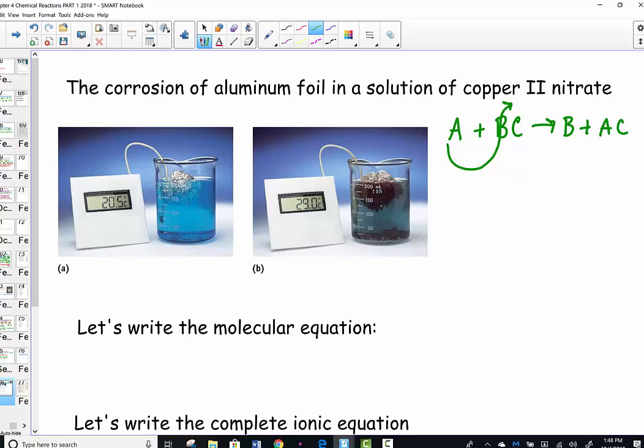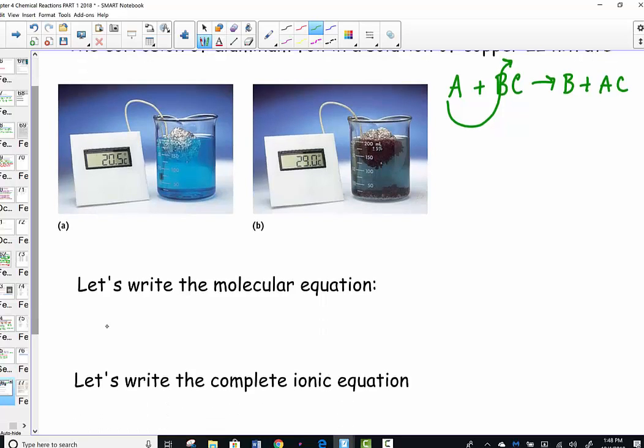This is a piece of aluminum foil in a solution of copper 2 nitrate. The copper 2 nitrate, copper when it's in solution is that royal blue color. The element is aluminum. Notice that it's solid. It's just a piece of wadded up aluminum foil. And it's in a solution of copper 2 nitrate.